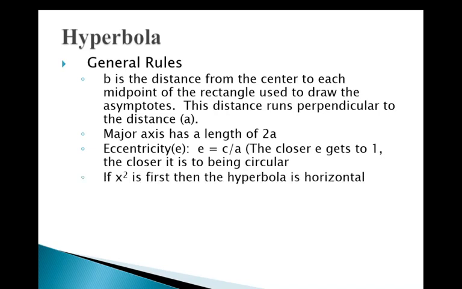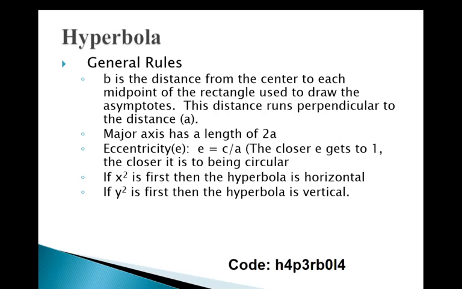If x squared is the first term, then it's a horizontal hyperbola, but if y squared is the first term, then it's a vertical one. So in an ellipse, the denominators determined whether it was vertical or horizontal, a and b moved. In a hyperbola, a and b stay the same and x and y move. So if the first one is y squared, it's vertical. If x squared is first, it's horizontal. For my kids, this is your code.